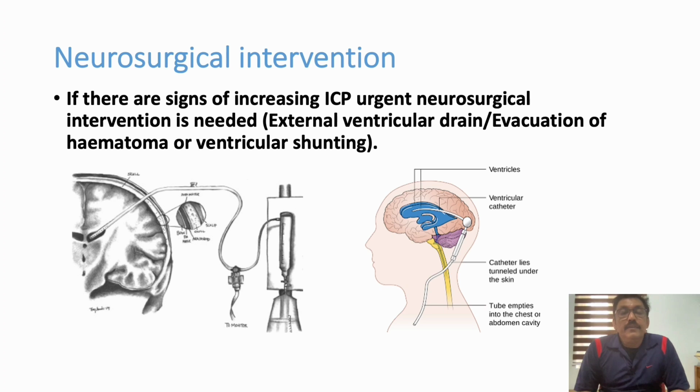Now, once you diagnose raised ICP due to intracerebral bleed, always involve the neurosurgeon, and they routinely take the patient for procedures like external ventricular drainage, evacuation of hematoma, or ventricular shunting. All these are specialized procedures that can be done by a neurosurgeon. So in conditions like raised ICP due to an extensive bleed, we have to request the neurosurgeon to intervene, and we have to save the patient's life.